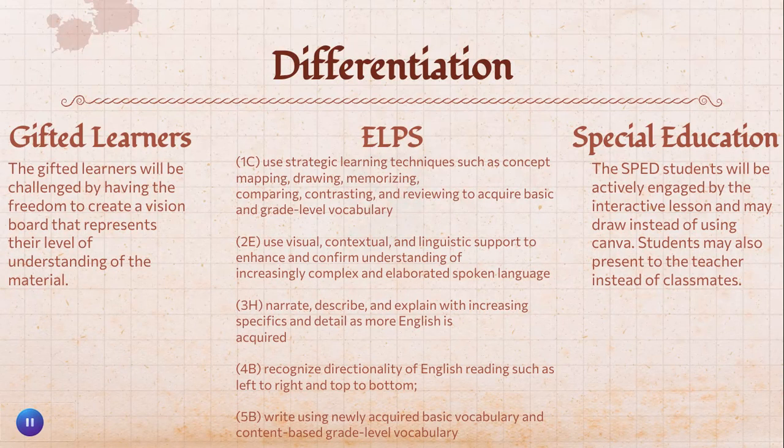Let's go to the middle for my English learners. I went to the website and found specific areas that apply to my assignment. So 1C, use strategic learning techniques such as concept mapping, drawing, memorizing, comparing, contrasting, and reviewing to acquire basic and grade level vocabulary. So my assignment does accomplish this because they could be drawing, and they are comparing and contrasting the differences between the Bill of Rights, Constitution, and Declaration of Independence. So this is a great way to acquire the basic grade level vocabulary.